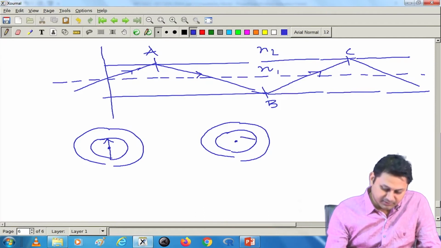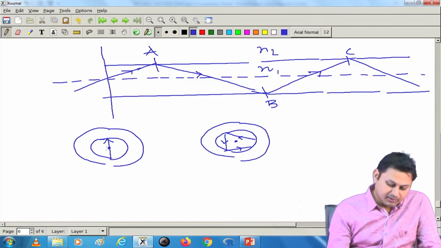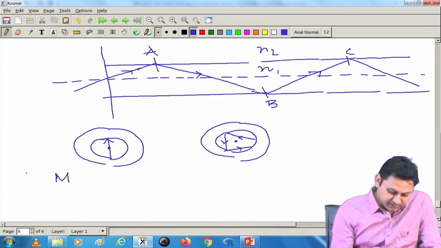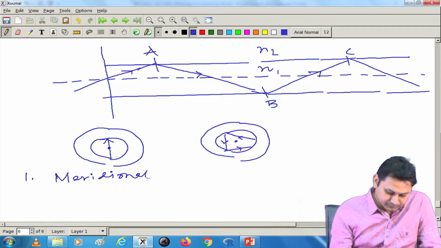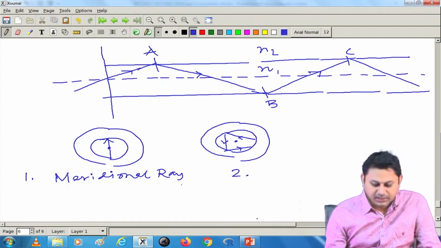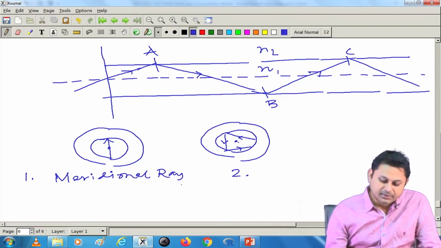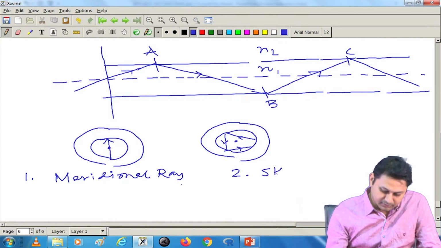It will reflect like this, from here to here, here to here. Every time it is reflecting, but it is not crossing the axis at all. When the ray crosses the axis, it is called the meridional ray. On the other hand, if the light is not crossing the axis, whatever the axis we have here in the fiber, it is called the skew ray.